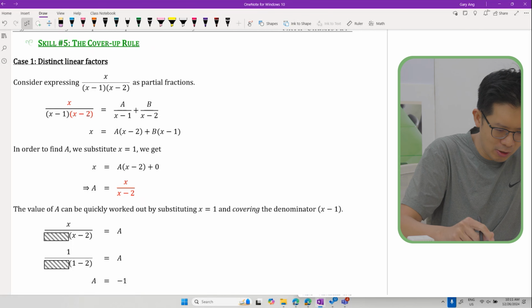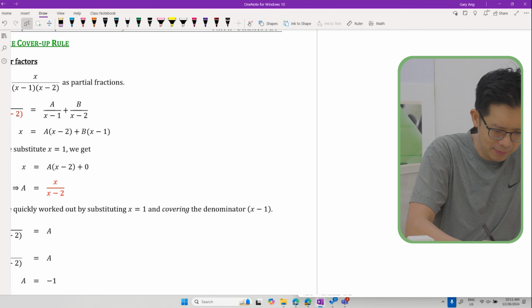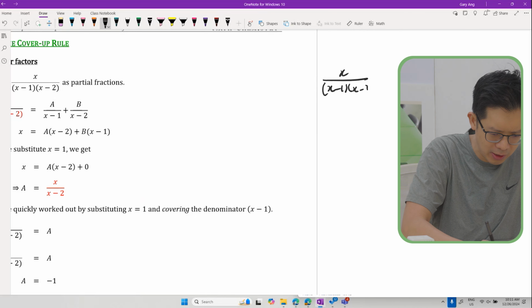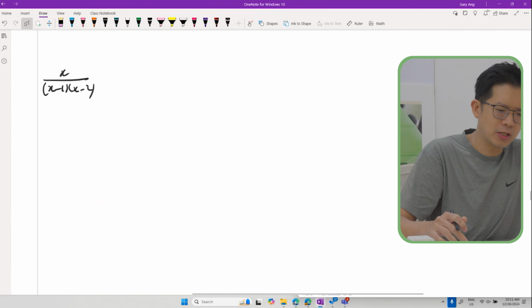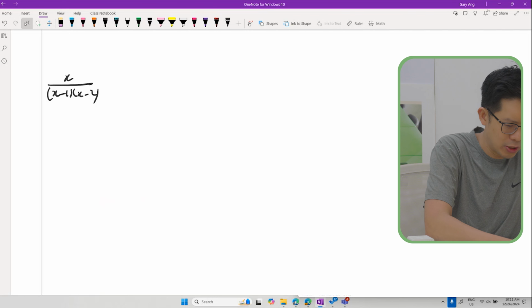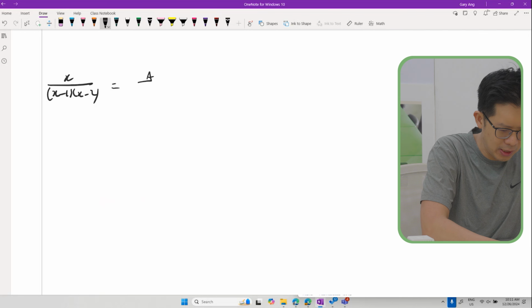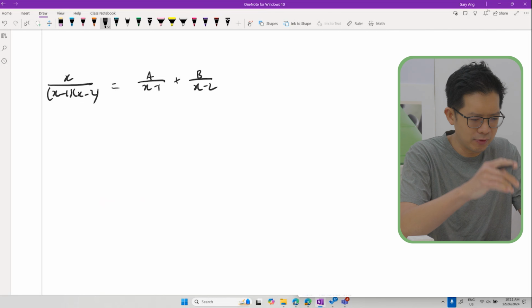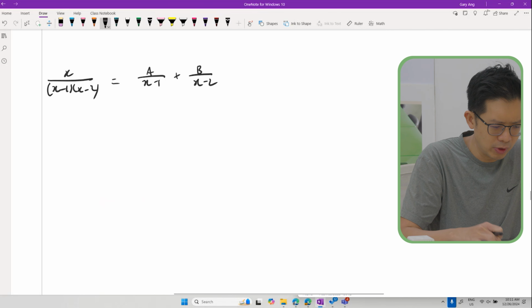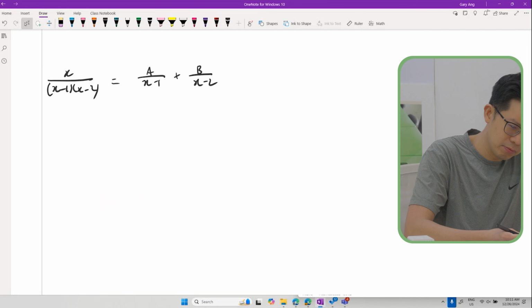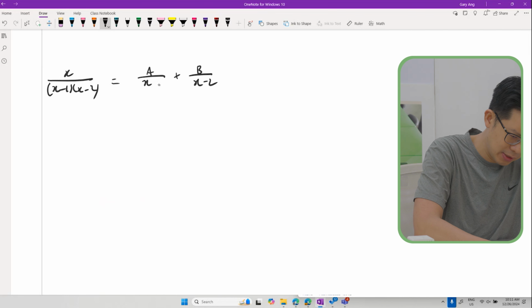So let me just copy this question at the side. It's x over (x minus 1)(x minus 2). Of course, in partial fractions, the whole mission is to split this up into two smaller fractions, and usually this is how we visualize it. So we're going to find A, and then we're going to find B. Pardon my handwriting.